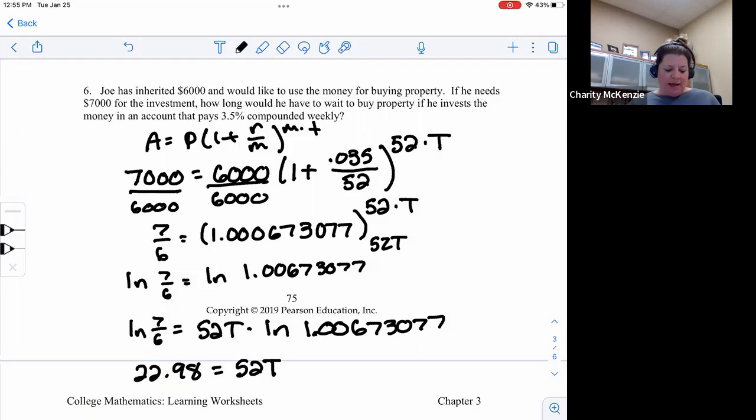Okay, let me try it again real quick. They got 4.4 instead of 0.44, so maybe I did something wrong. So natural log of 7 divided by 6 is this decimal, divided by, I'll use a parenthesis, natural log of 1.00673077, is 22, yeah, divided by 52. I don't know, I got 0.44 for time. Is my decimal off when I put it in? I don't think so. No, because I got that same answer. Yeah, I'm not sure where they got that. I would just go with 0.44 years. I don't know. The answer key is always wrong, so maybe I shouldn't even be looking at it. Okay, we're good. Maybe you will see my error.